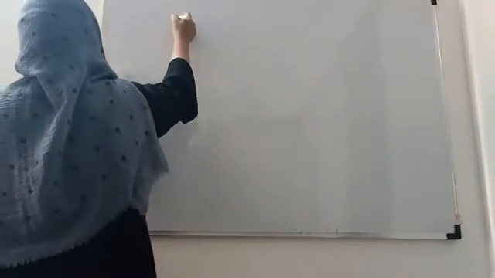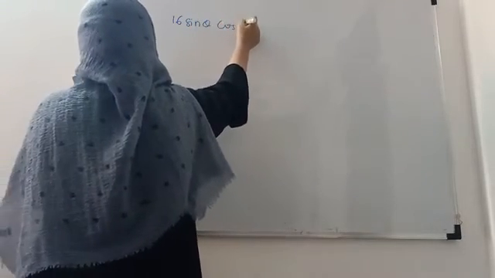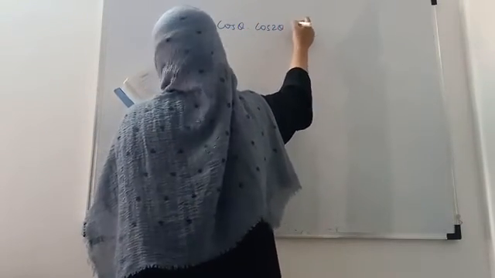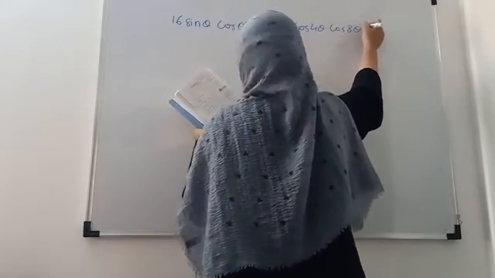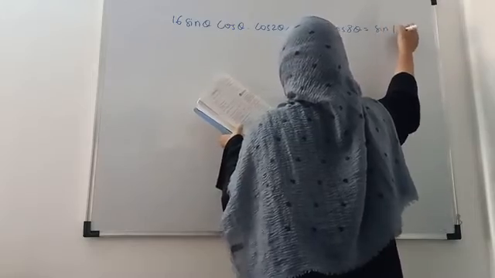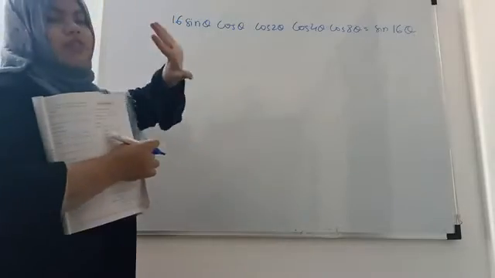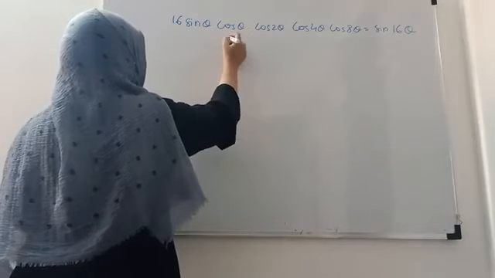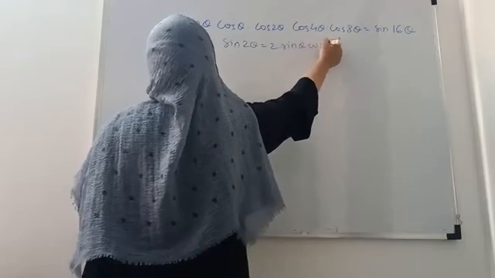Okay, so the question is, prove that 16 sin theta into cos theta into cos 2 theta into cos 4 theta into cos 8 theta is equals to sin 16 theta. Okay, so here we will use only one formula, that is sin 2 theta. Formula of sin 2 theta is 2 sin theta cos theta.